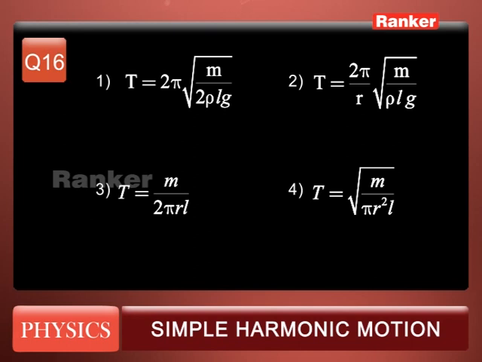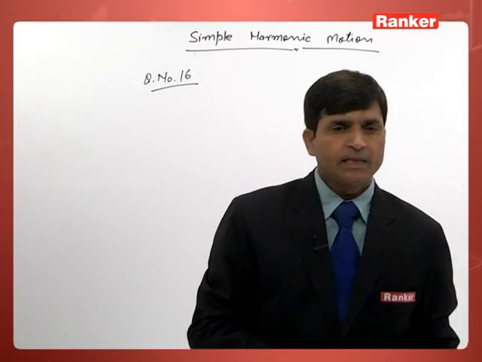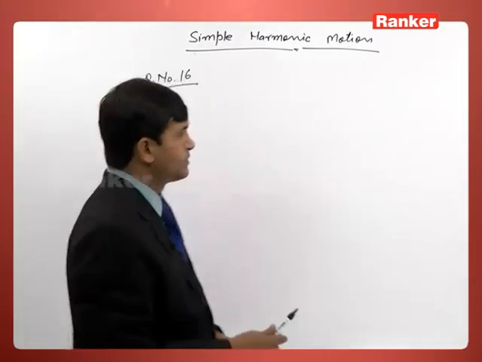Assume density of water is rho. The value of time period: First option, T is equal to 2 pi root over m by 2 rho r L g. Second option, T is equal to 2 pi r root over m by rho r g. Third option, T is equal to root over m by 2 pi r l. Fourth option, T is equal to root over m by pi r square into l. See the solution.